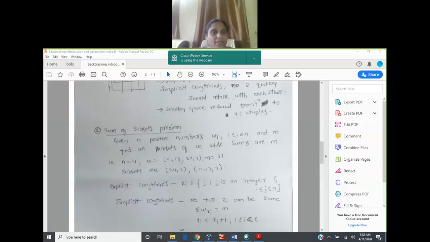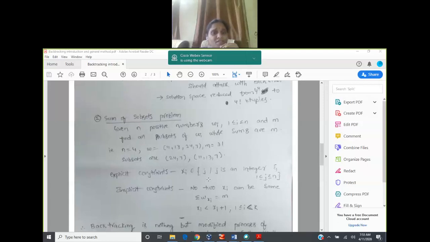Here what are the elements? 11, 13, 24, 7 are the elements and m is 31. So here you have two subsets. The first one is 24 comma 7, because 24 plus 7 is equal to 31, and the next subset is 11, 13 and 7. 11 plus 13 is 24, 24 plus 7 is 31.